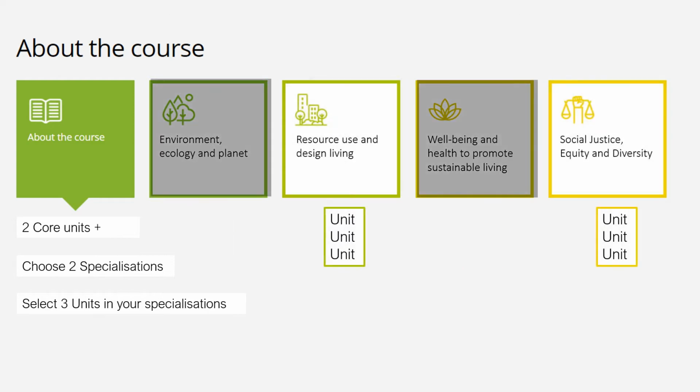A full list of specialisation units are available in your eStudent when you enrol, or in our course and unit handbook, which we'll take a look at later in this video. In order to complete the diploma, you will have studied a total of 8 units.